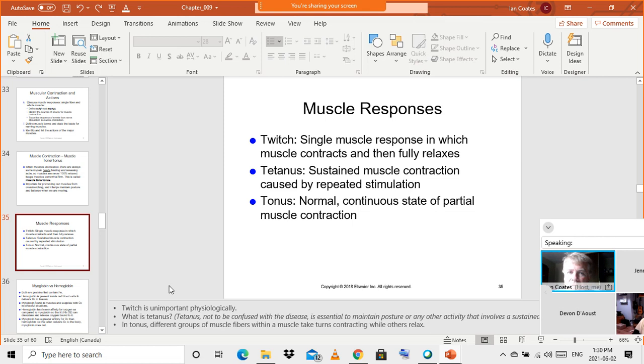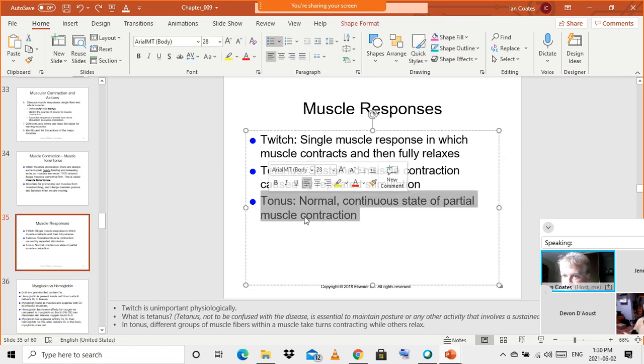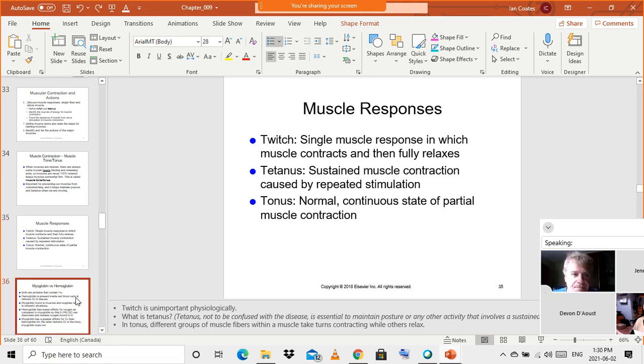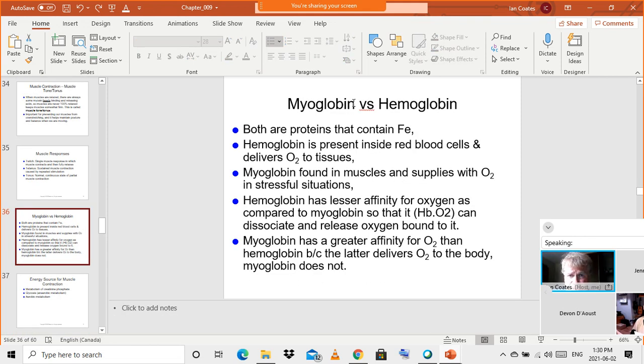That's different from just a single contraction. Tonus is the normal, continuous state of partial muscle contraction. And this is for safety, our own safety. Our muscles are always alert.